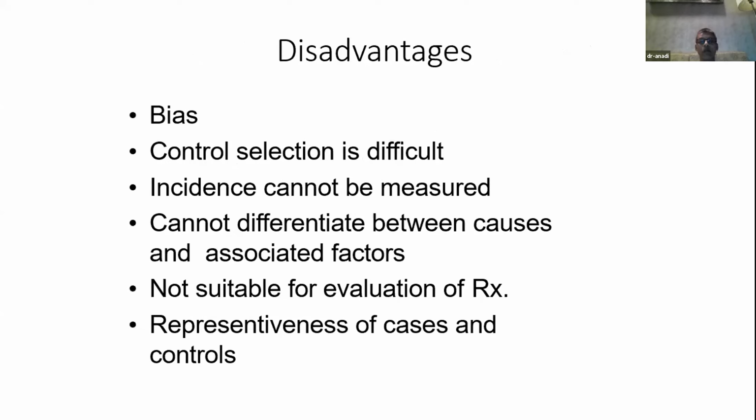Disadvantage: it has got bias. Control selection is very difficult. Incidence cannot be measured, and it cannot differentiate between causes and associated factors. It is not suitable for evaluation of therapy, and the representativeness of cases and controls may not be equal.